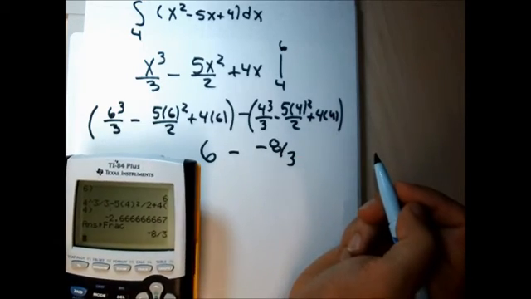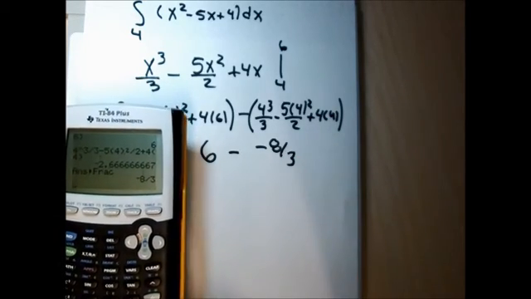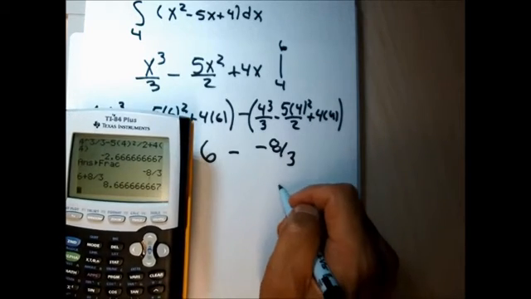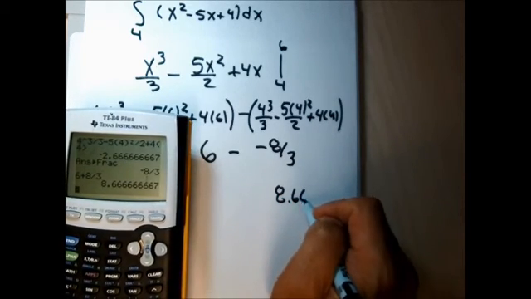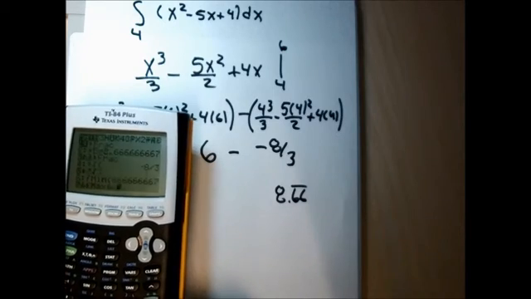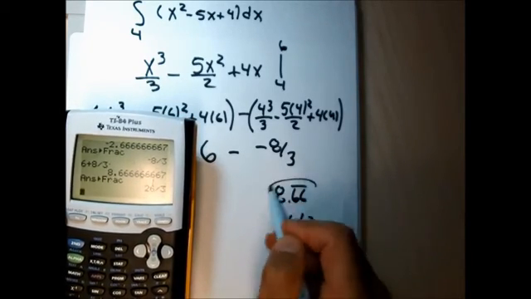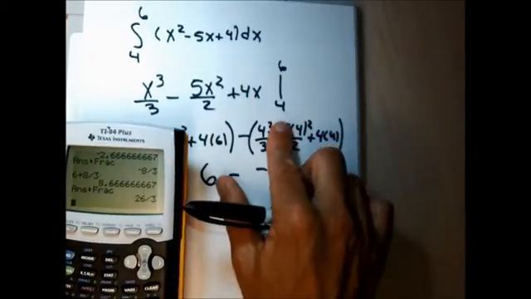So I get negative 8/3. So now I need to do 6 minus the negative 8/3. The double negative turns positive. And I get 8.66 repeating. Math, enter, enter, which is 26 over 3. I'm going to see if I get that when I do that integration.